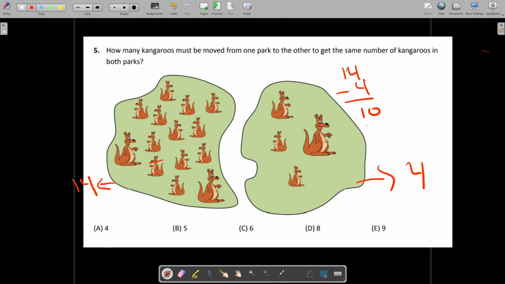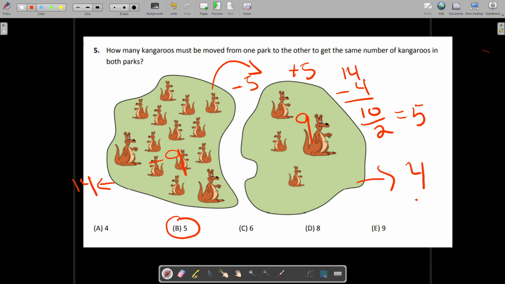So we have 2 parks, so the way I would do it would just be to divide by 2, and we would get 5. So if we move 5 kangaroos from park A, we would get plus 5 kangaroos in park B. So we would have 9 kangaroos total. And 14 minus 5 kangaroos would be 9 kangaroos in park A also, because we are taking 5 kangaroos and putting them in park B. So 9 would be the correct answer. Sorry, not 9. 5 would be the correct answer.